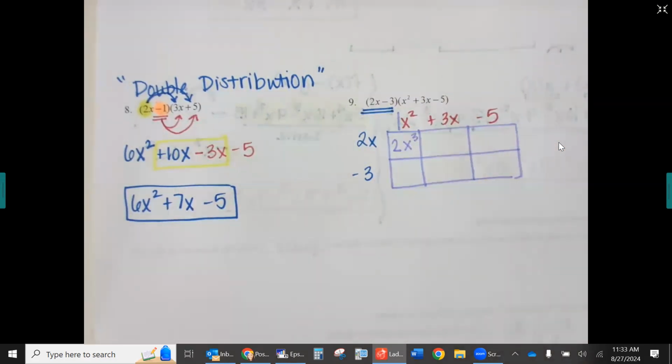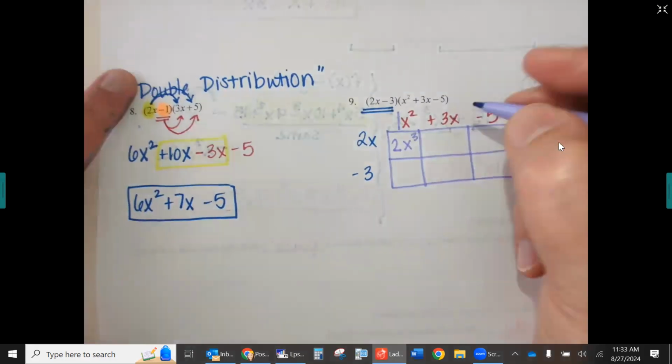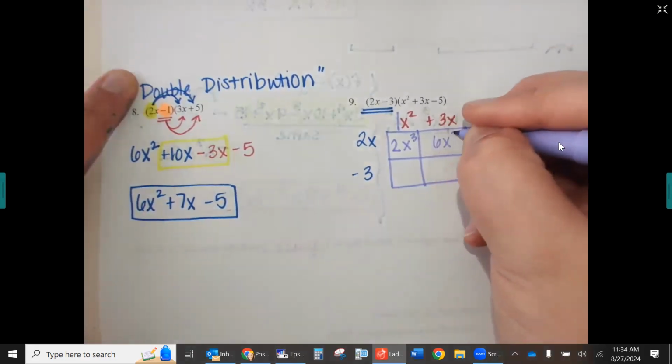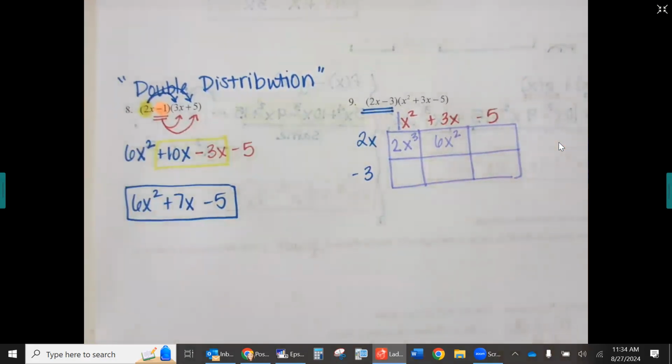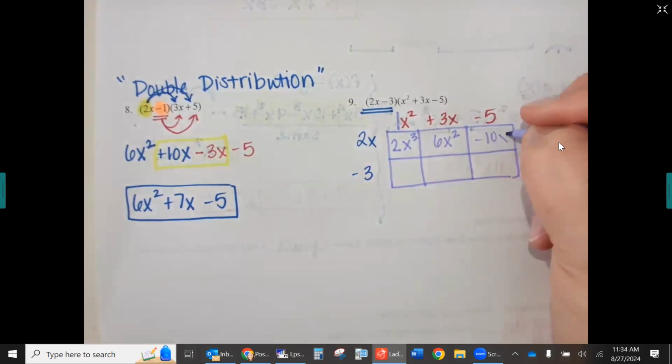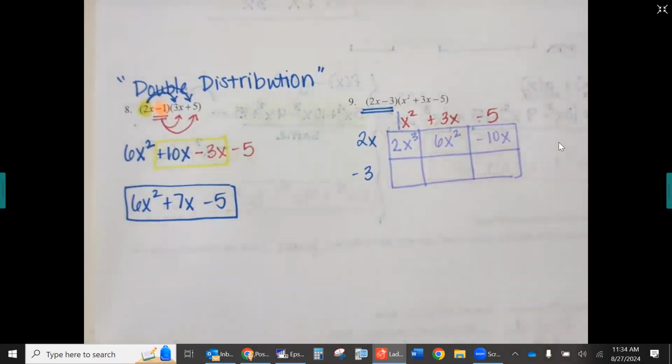Then I'm going to take the 2x and I'm going to times it by the 3x. What's 2 times 3? 6x what? Okay, guys, are we ready? 6x squared. 6x squared is correct. Then last one, 2x times -5 gives me what here? Negative 10x, very good.